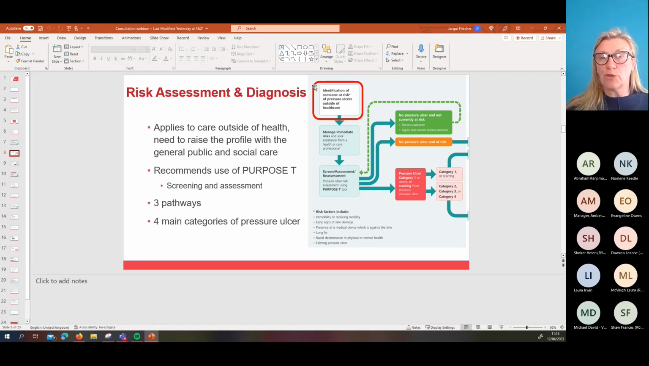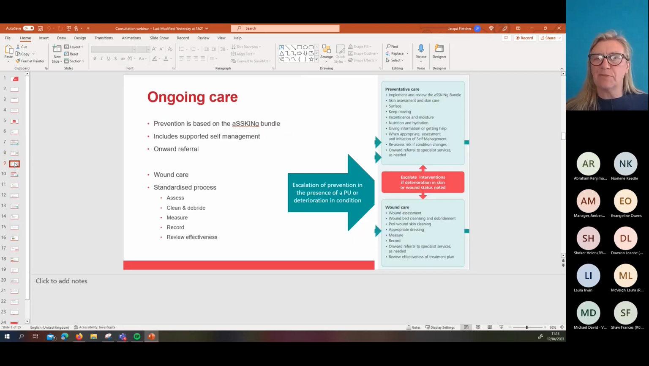Here you can see that you screen the patient, and if they're not at risk, they don't have any of the significant risk factors, then you just document that. We have a second category of no pressure ulcer but at risk, and a third red one that they've already got a pressure ulcer. If they already have a pressure ulcer, I hope you would all agree that doing the rest of the risk assessment is not necessary. We know they're at risk, they've got a pressure ulcer.